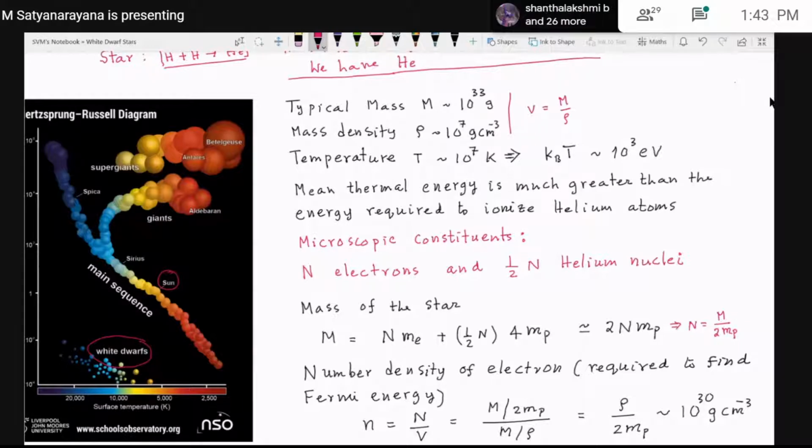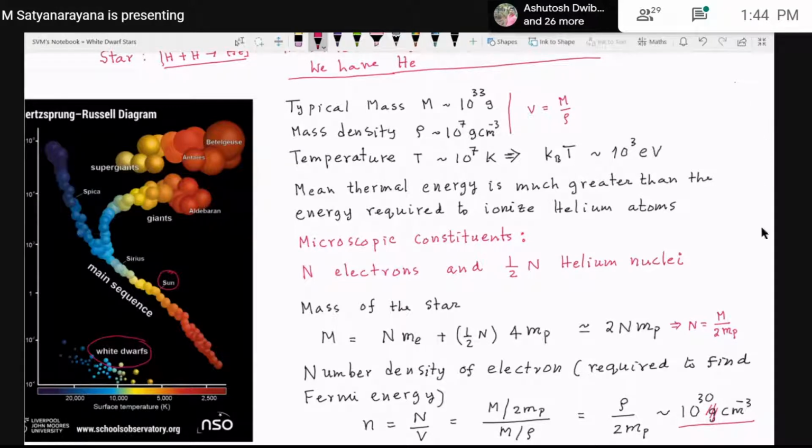Correct. Now rho, as I told you, is of the order of 10 to the 7. And the mass of the proton in CGS units is of the order of 10 to the minus 24, something like that. These are just order of magnitude estimates. So this is not grams. This is simply number per centimeter cube. So there are something like 10 to the power 30 electrons per centimeter cube. This is the number density of electrons in a typical white dwarf star.